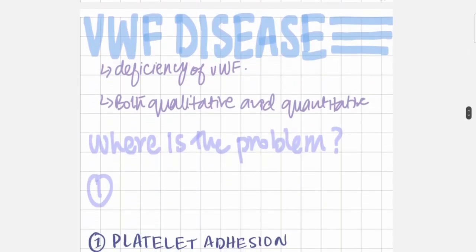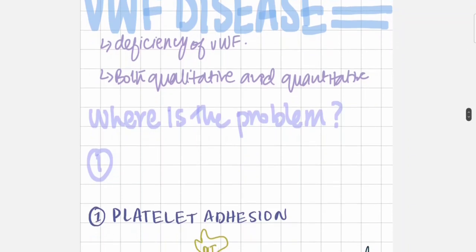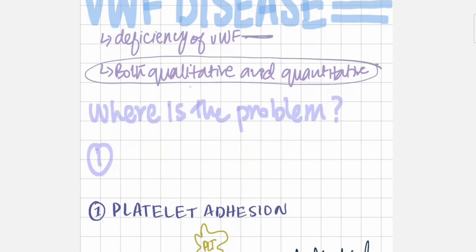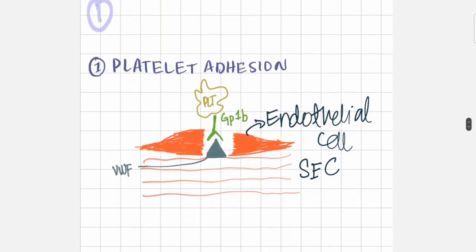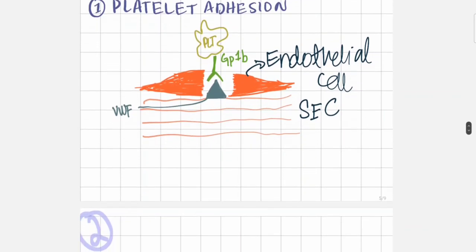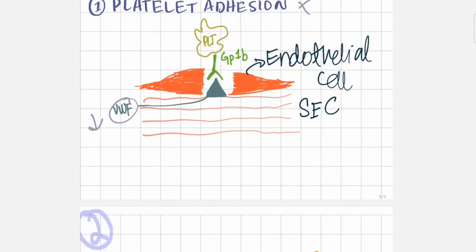The next disease we have is von Willebrand disease. It is basically the deficiency of von Willebrand factor, and this disease is the only one that is both quantitative and qualitative. Where is the problem? In qualitative, we have the von Willebrand factor. If this is deficient, there is going to be abnormal platelet adhesion.